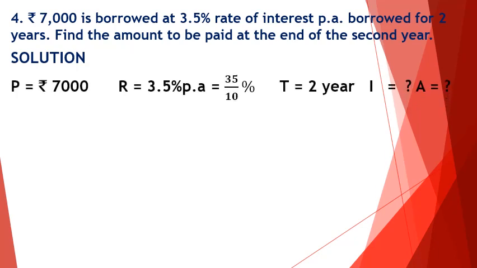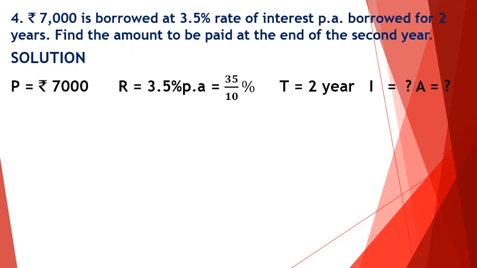3.5% rate means R equal to 3.5%. The rate is given in decimal, so we can convert it into a fraction. We can write it as 35 upon 10%. Borrowed for 2 years, that means time period is 2 years. Find the amount to be paid at the end of second year, so we have to find A equal to question mark. To get A, first of all we have to find simple interest I. So first we can find the simple interest.